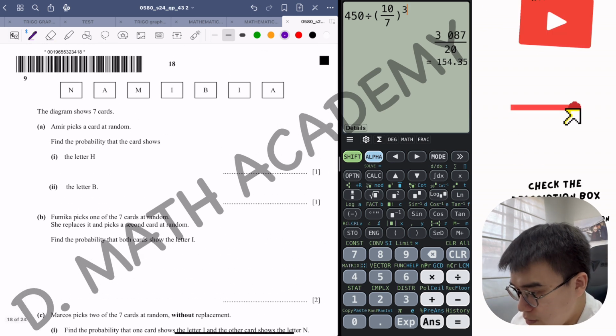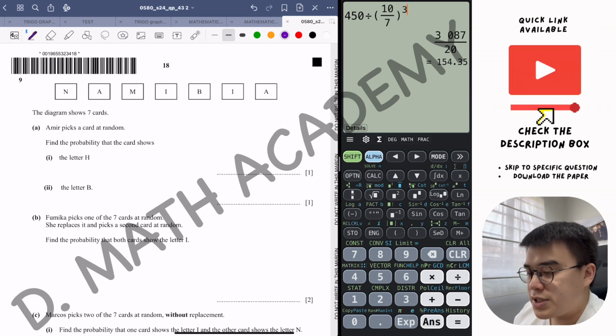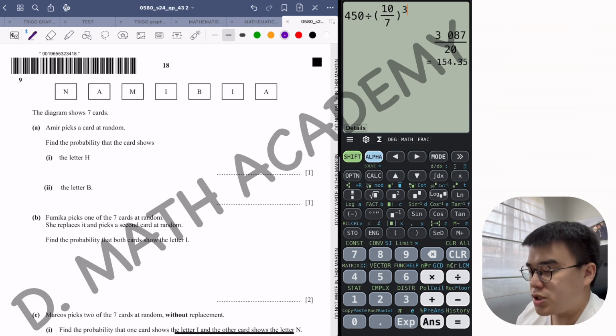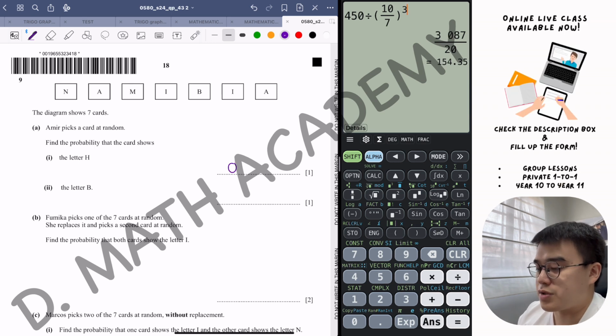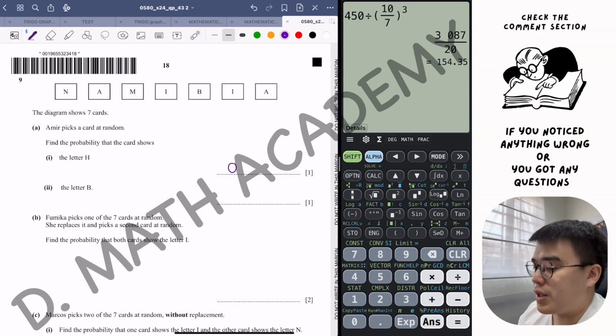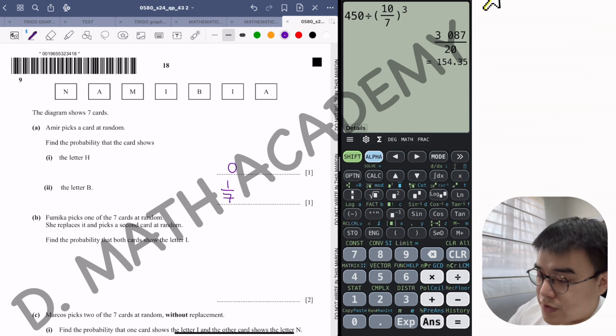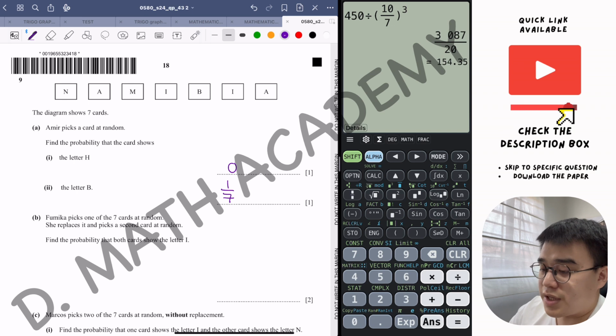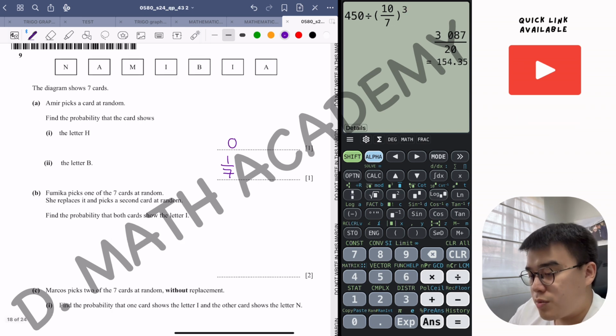Yes. Next question, probability. Finding the alphabet H will immediately be 0 because there's no H in it. Getting a 5 will be 1 over 7, out of 7 cards. So these are the first two answers. They are being nice here, giving you some free score. Moving on to B.